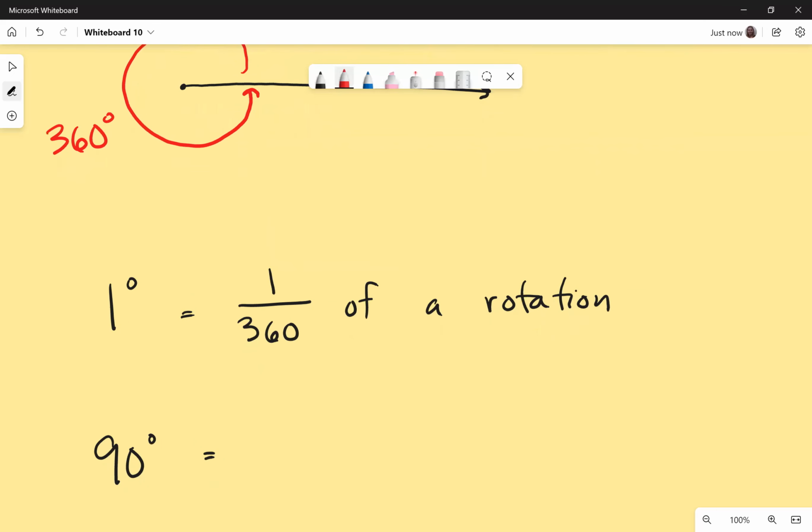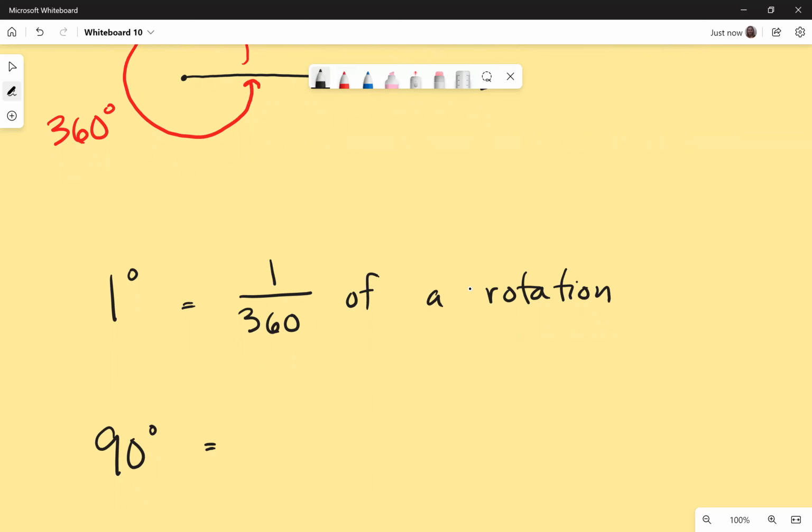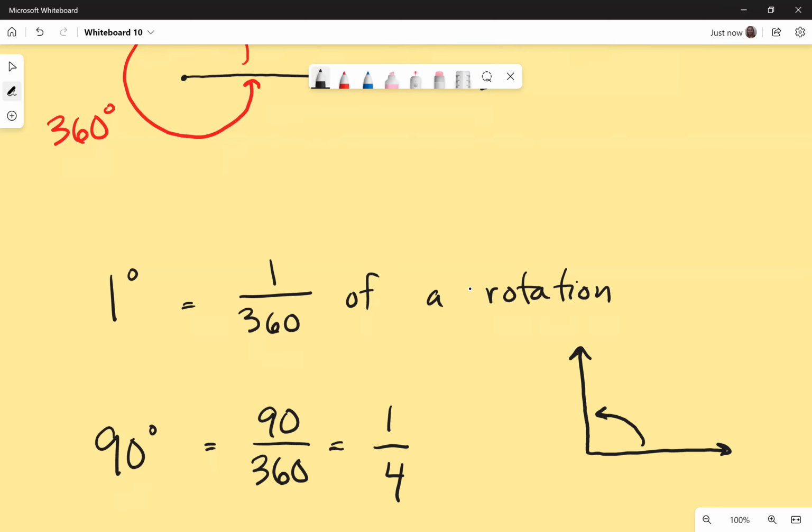If we talk about 90 degrees, so 90 degrees is going to be 90 of the 360. And we could simplify that fraction to be 1/4. So 90 degrees would be 1/4 of a complete rotation. So if we think of, again, there's our initial side, we have the full rotation all the way around, 1/4 of the way around right there would be 90 degrees.